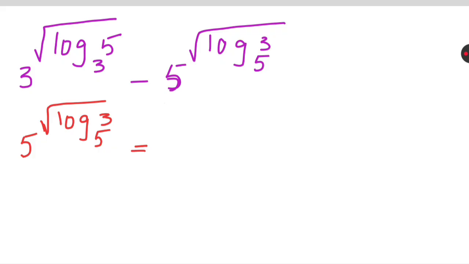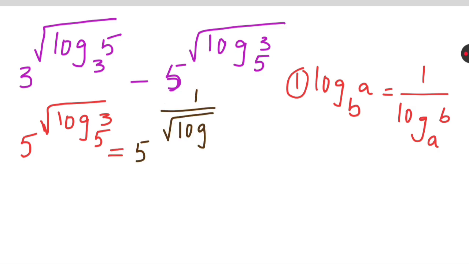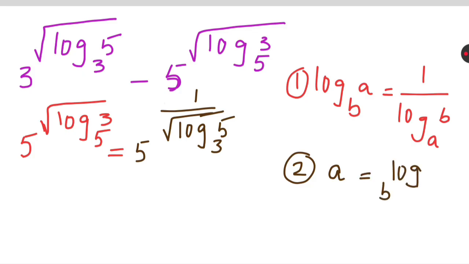The first property is, suppose we have log a with base b, we can write this as 1 over log b with base a. So use this property here. We can write this as 5 raised to the power of 1 over square root of log 5 with base 3, isn't it? Here the base is 5 and we are changing it. Now use one more property: a can be written as b raised to the power of log a with base b. Here b and b are the same, so we can simply write this as a.